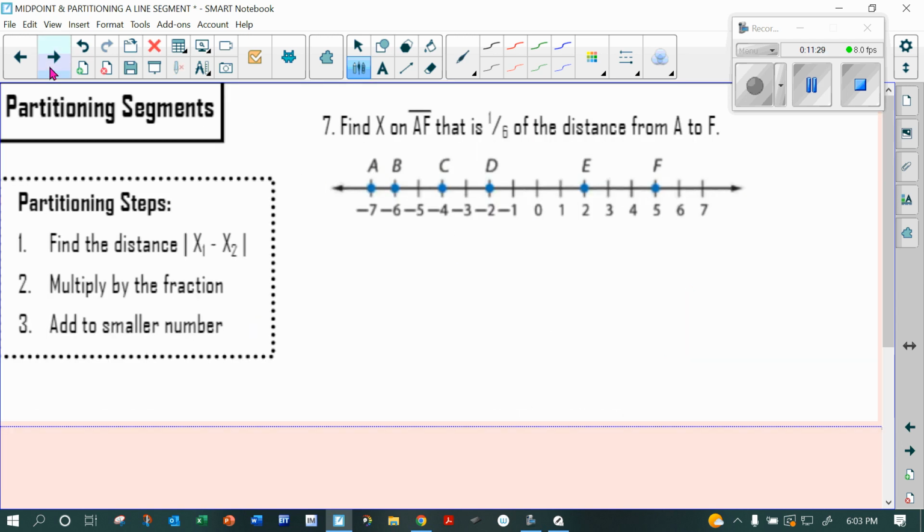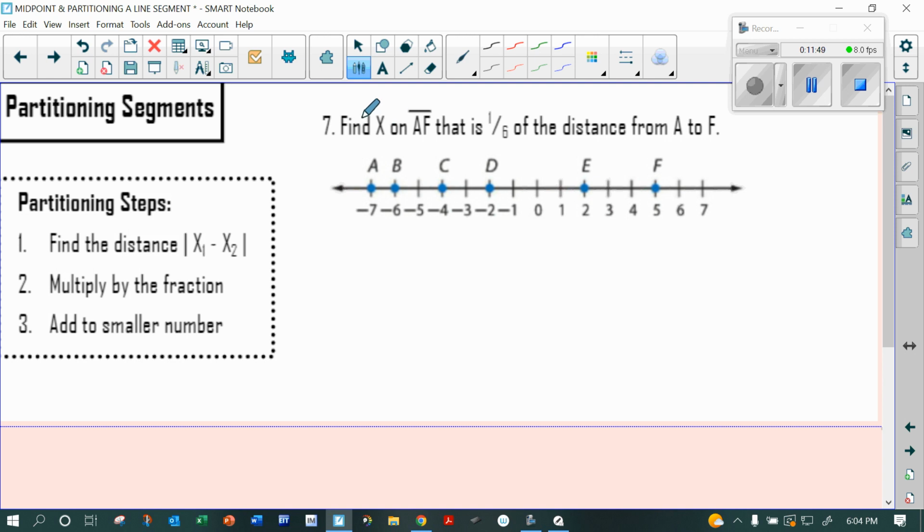Remember, you can always push pause when you need time to write something down. All right, the last part of our lesson here is what's called partitioning a segment. So the steps are to find the distance, multiply by the fraction, add to a smaller number. So this is how I do this.